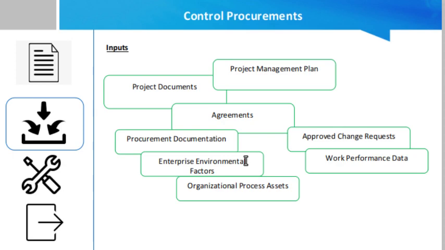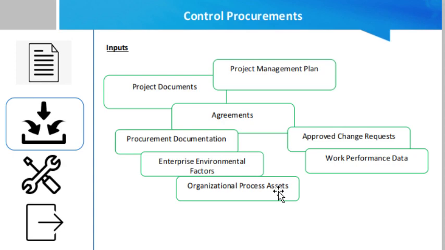They are using some particular software for the procurement, etc. So basically, whenever we talk about enterprise environmental factors, we are talking about the culture of an organization. Then work performance data, that means the performance of the seller, of the vendor who is providing you the goods and services.